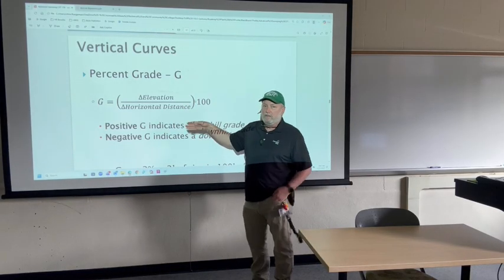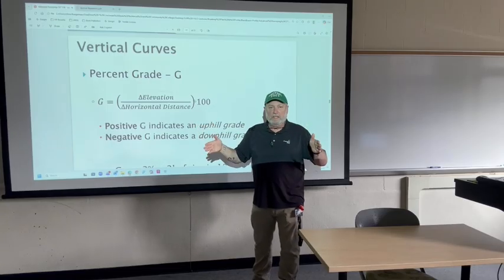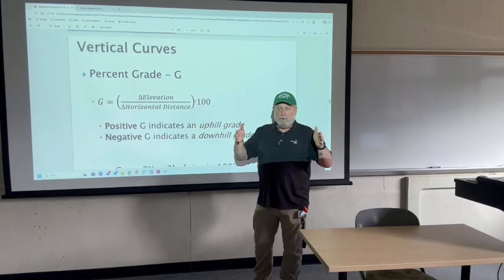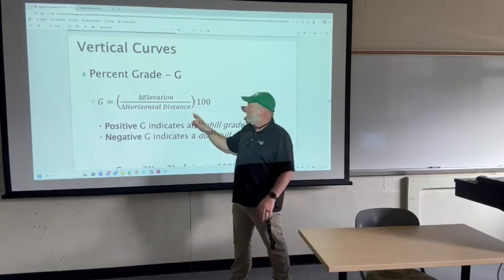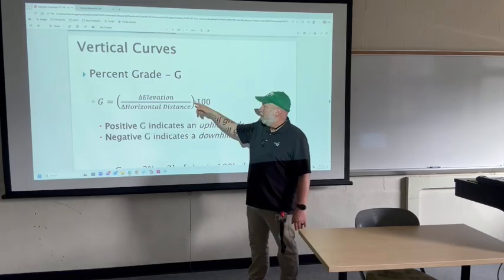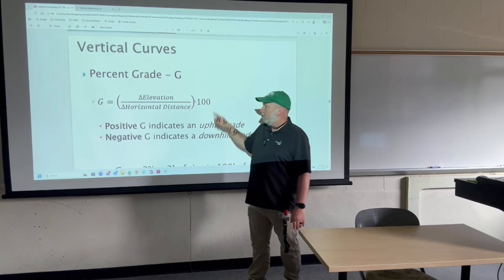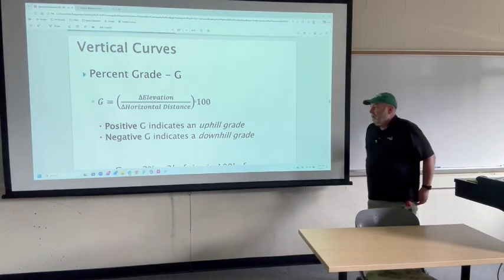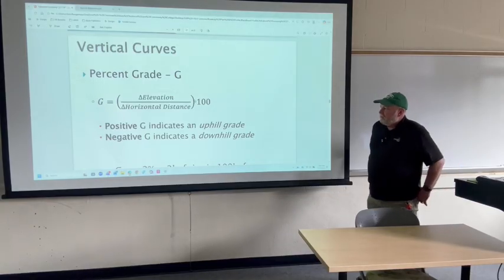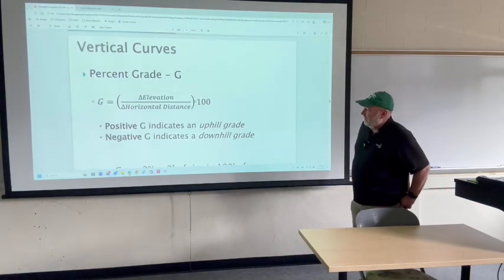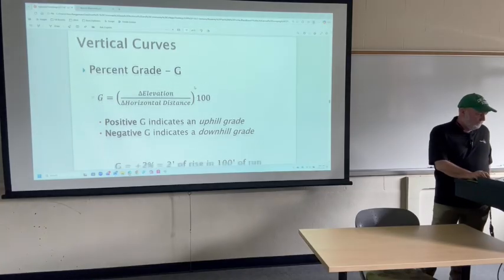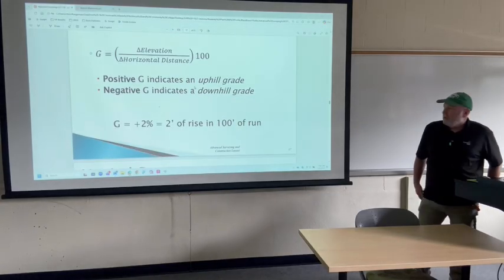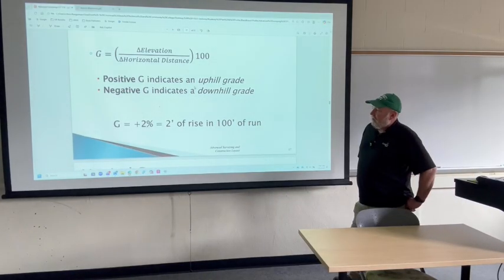Difference in your horizontal distances, per se, for example, between stations or on a typical section from your center line to your edge of pavement. Difference in your horizontal distance, your run. Rise over run equals slope. Multiply that by 100, you get your slope in percent form. A positive G indicates an uphill grade, and a negative G indicates a downhill grade. So a G of positive 2% would mean 2 feet of rise in 100 feet of run.